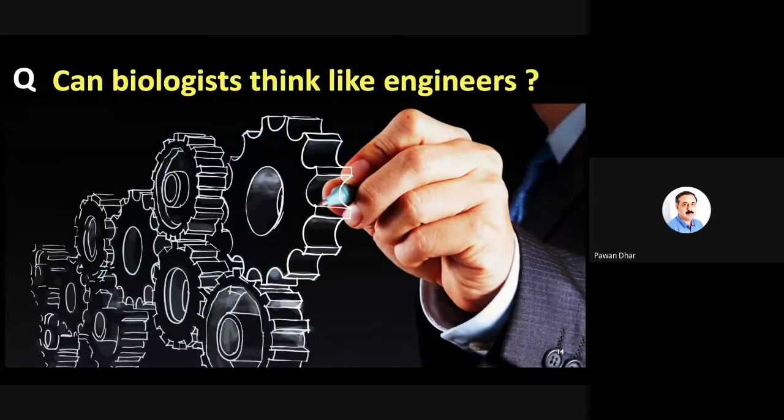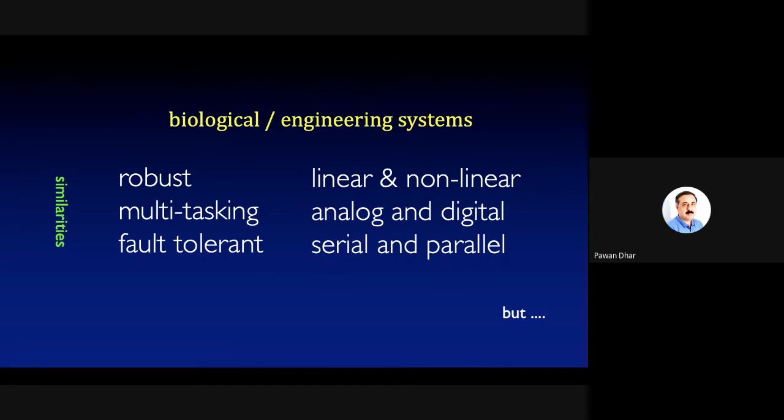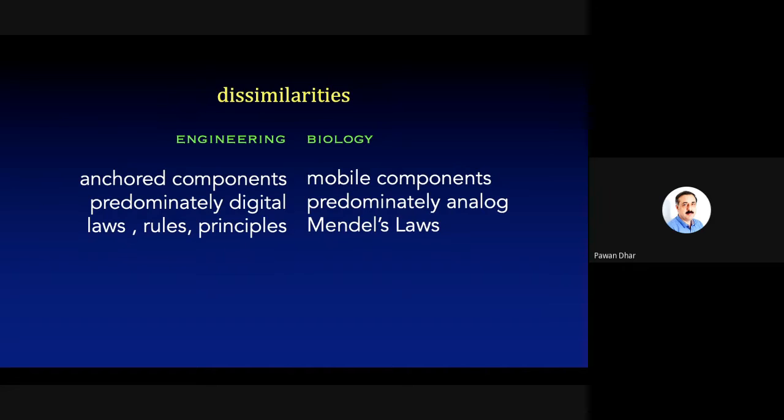The key point here is really whether biologists can think like engineers. Now, if you're talking of engineering and biology in the same breath, then we look at similarities between the two, as you can see on the screen. However, there are also dissimilarities. Well, there are some of them. There are more, actually. You have mobile components.